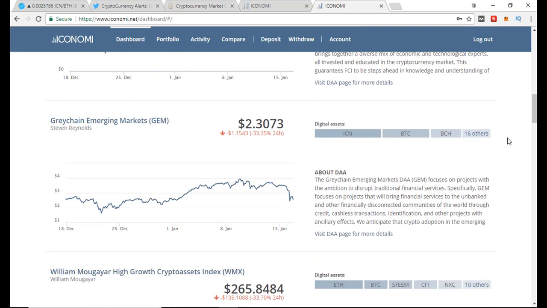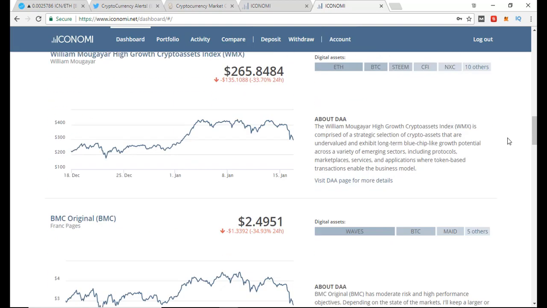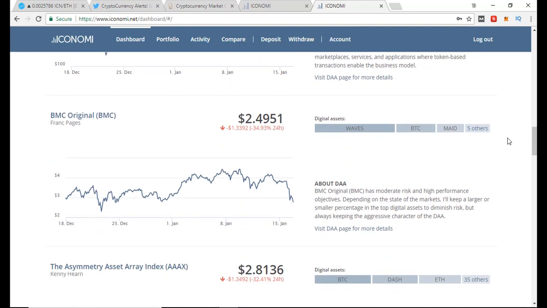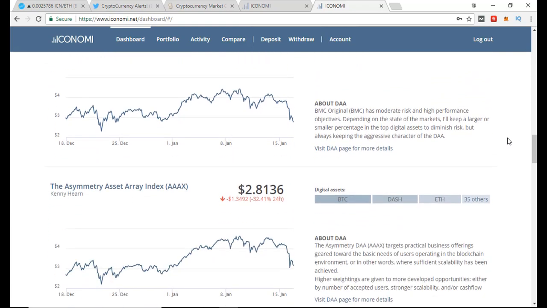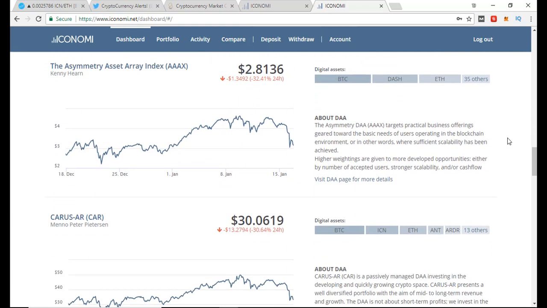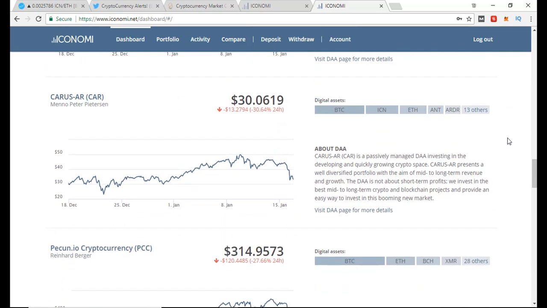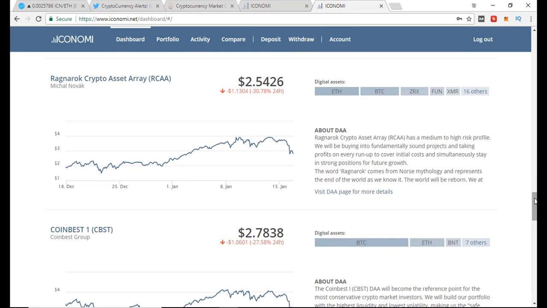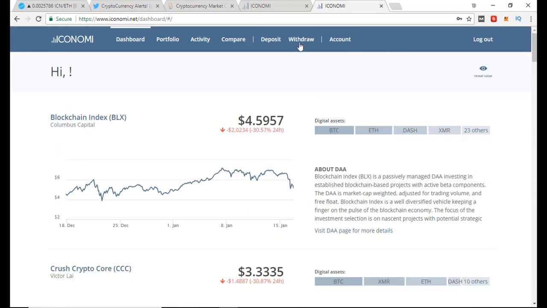I believe with some profits that I am going to achieve through the Cryptocurrency Alerts trading program, I'll be placing some of those in, finding the fund that makes the most sense to me, and giving it a shot. Definitely a great idea. So Iconomi, you can deposit, withdraw. I haven't made any deposits as of yet, but it's definitely something that I will be checking out.